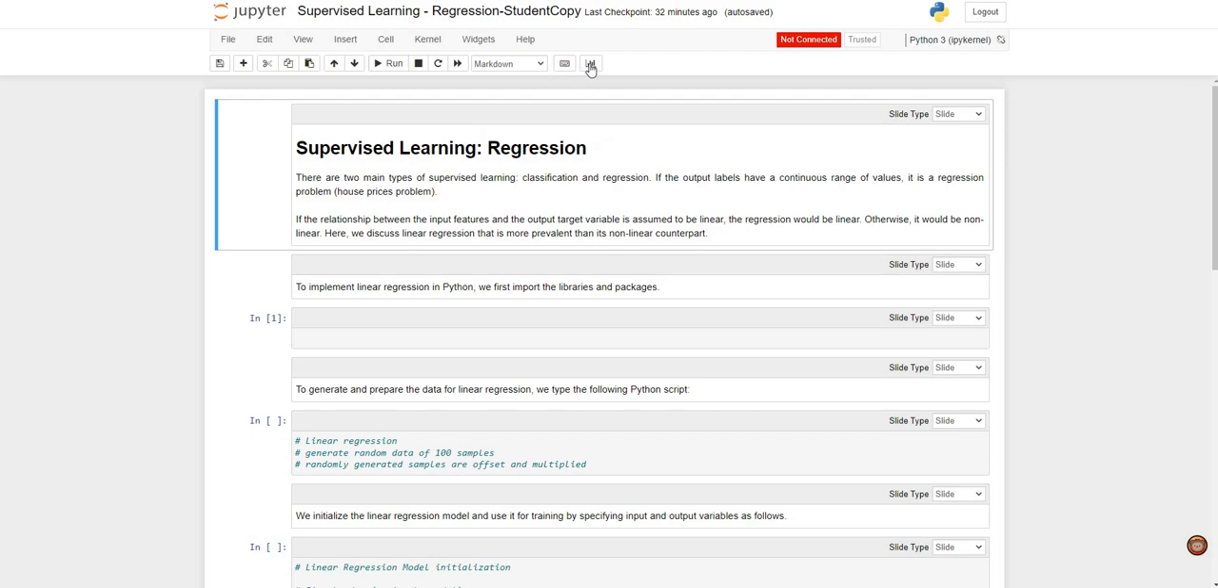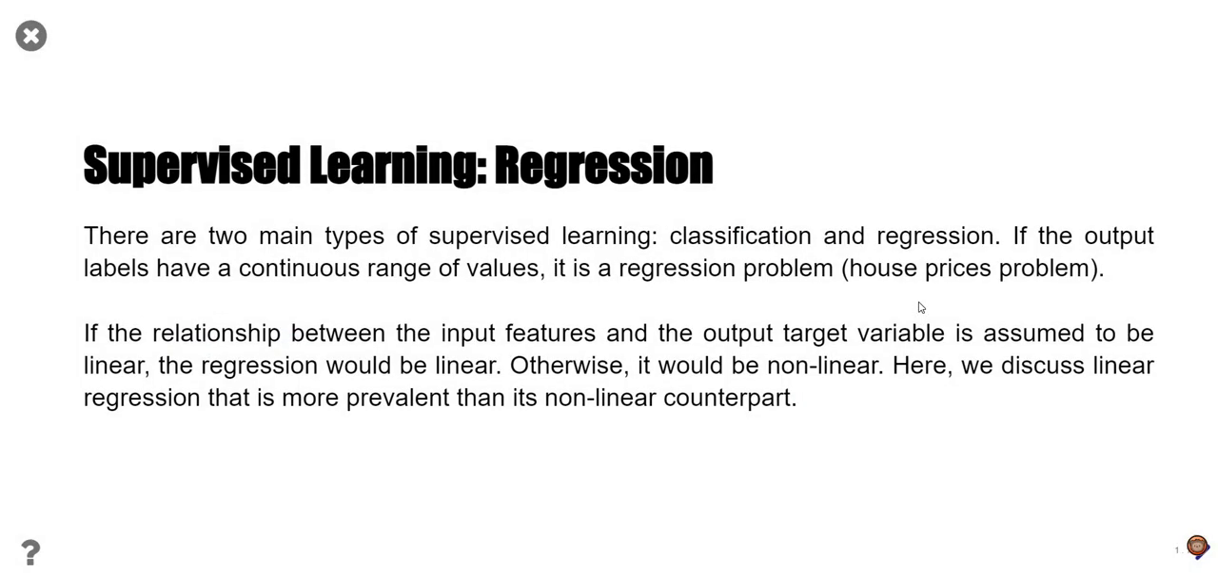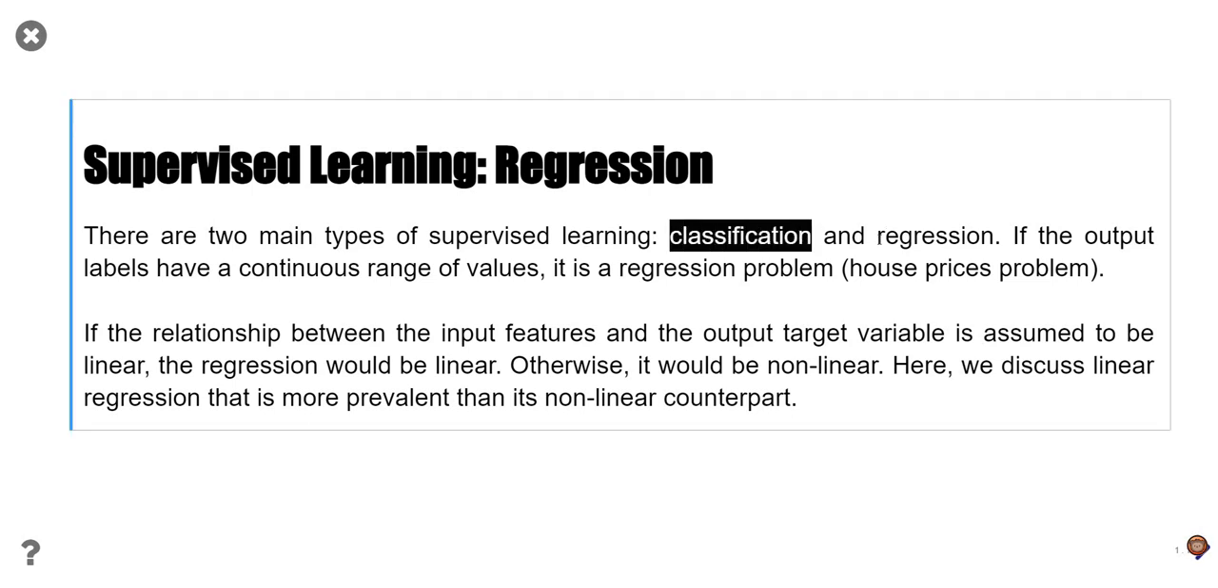The first part is supervised learning and regression. We look at supervised learning first, and then later we will look at unsupervised learning. Under supervised learning, there are many types actually, but we are looking at the main two types, classification and regression.